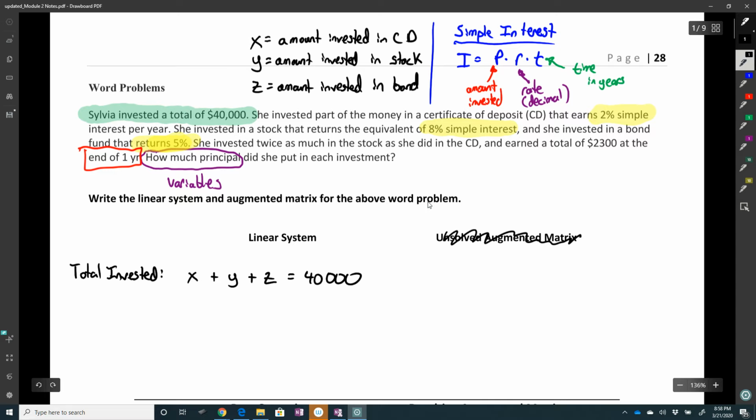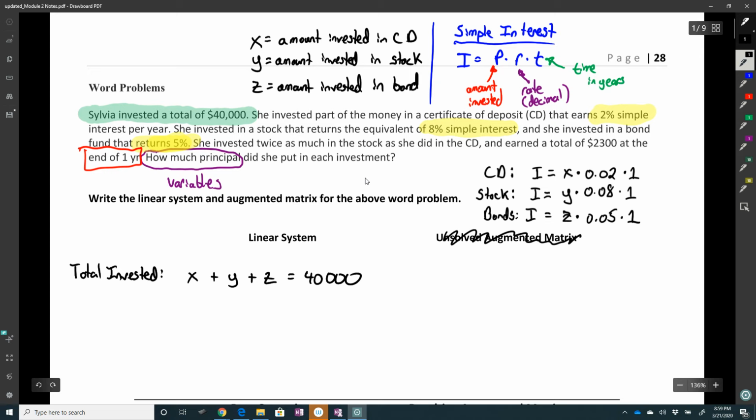So the interest for x, for the CD, is going to be, the interest is P, the amount invested. Well, the amount invested is just the variable x. So that's just x times the rate, 2%, 0.02, times 1. The stock, the amount invested is y times 0.08 times 1. And then the bonds, the amount invested is z times 0.05 times 1.